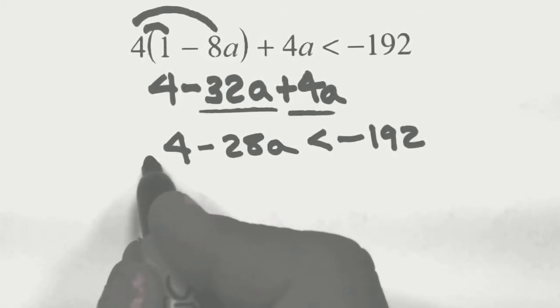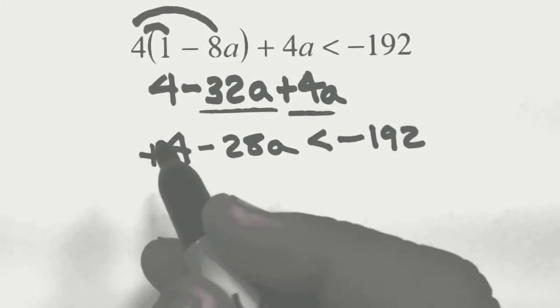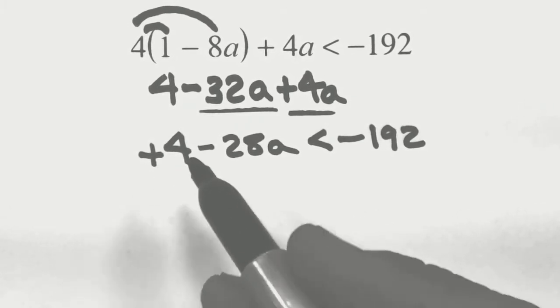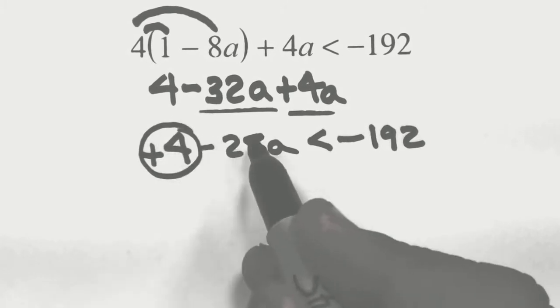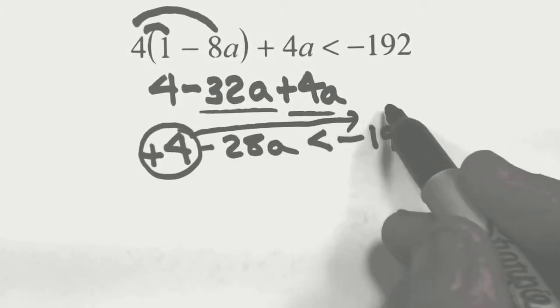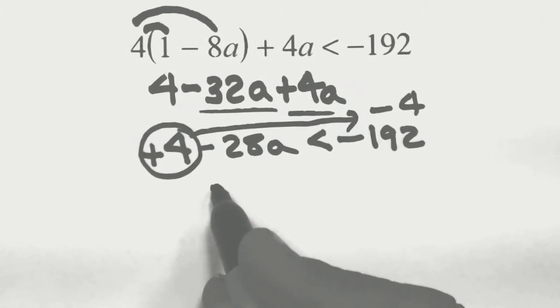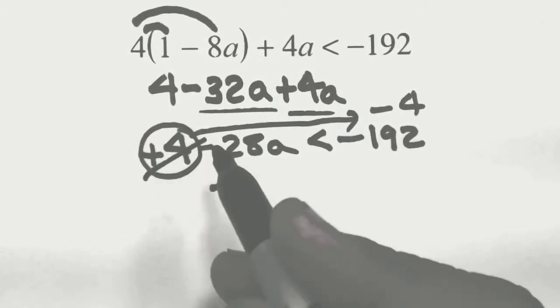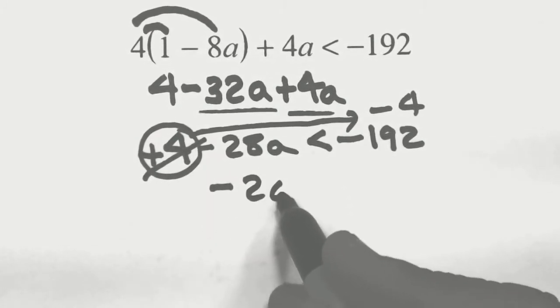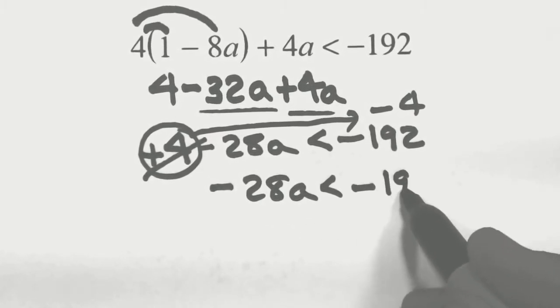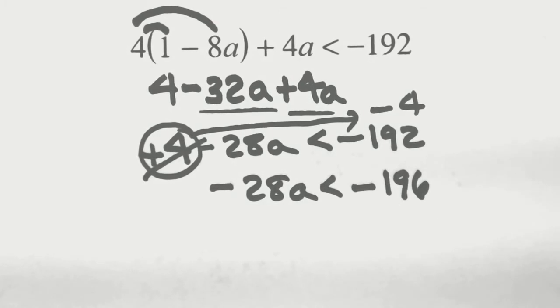So this guy on the left over here, who is plus 4, since we didn't see a sign in front, we assume him to be positive. He has to move over to the right side, and he goes over as negative 4. Okay, so what do we end up with? Once we move the plus 4, we have negative 28a is less than negative, what do we have? 196.